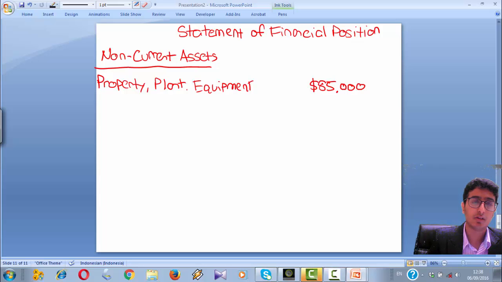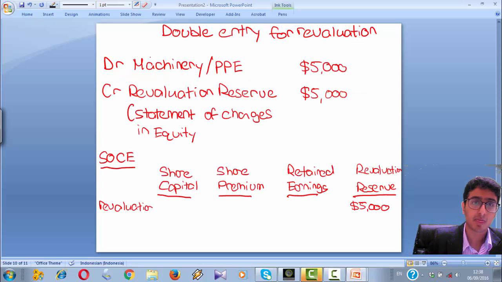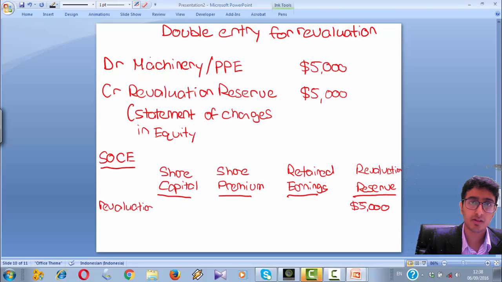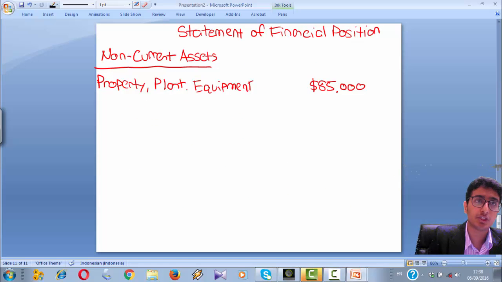Remember, my revaluation will go in the revaluation reserve by the difference of $5,000, and in my statement of financial position I will write it down as $85,000, meaning the new value associated with the non-current assets. Now, revaluation also has to be shown in one more place.